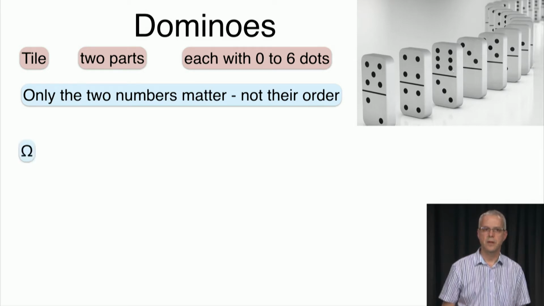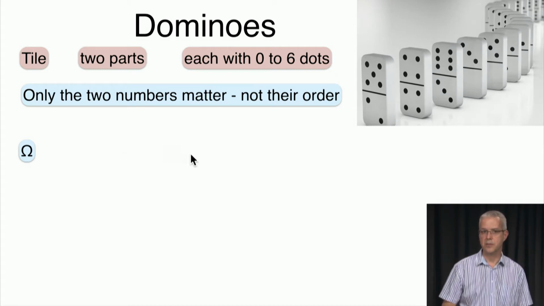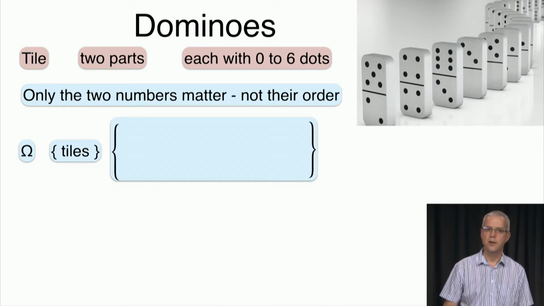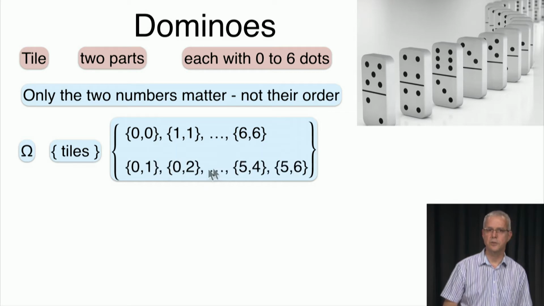So we just care about the set of numbers on the tile. If we're going to pick one of those tiles at random, then the set of possible outcomes is just the set of tiles, which we're going to list here. There are two types of tiles. There are tiles where the numbers on both sides are the same, for example 4, 4, and that's the collection of tiles 0, 0, 1, 1, 2, 2, up to 6, 6. And then there are tiles where the numbers on the two sides are different, for example 2, 5 or 3, 6. They start from 0, 1, 0, 2, and so on, up to 5, 6.